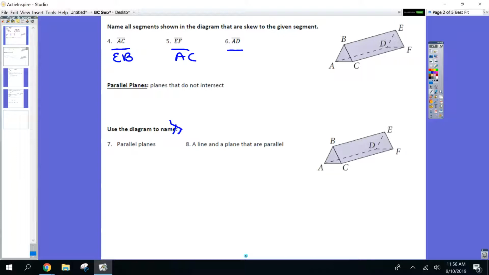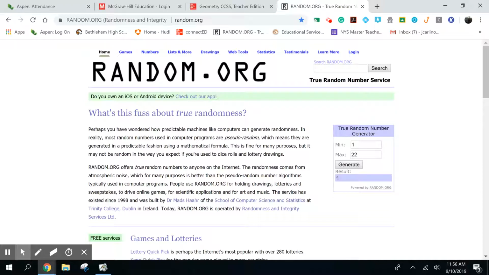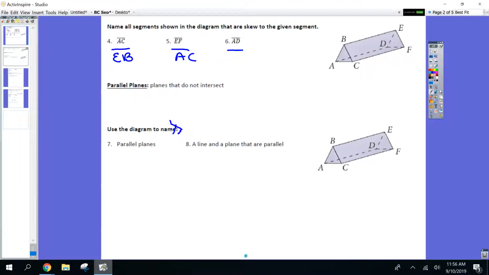Anybody have anything skew to AD? Oh, 8. AD and BC. Yep, those will never intersect. Not on the same plane. Nice job. All good. And again, those aren't the only ones. There's more that could be skew to that segment, so don't erase.